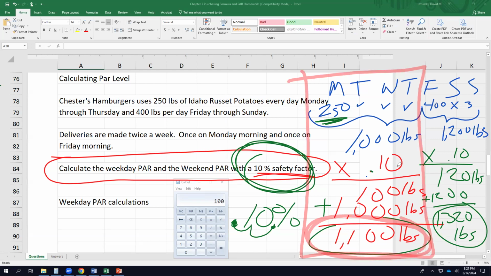through Thursday. Okay, my weekend par is 1,320. So on Friday, when that truck drives away, I need to have 1,320 pounds to get me through Friday, Saturday, and Sunday. I don't want more. If I go more, it could spoil, right? I don't want less because then I could run out of food. Questions, comments, concerns about this?